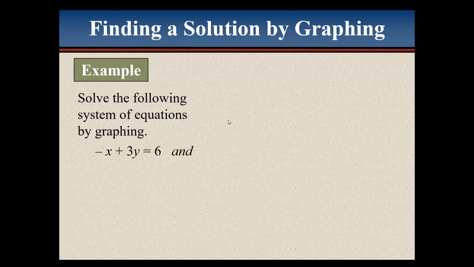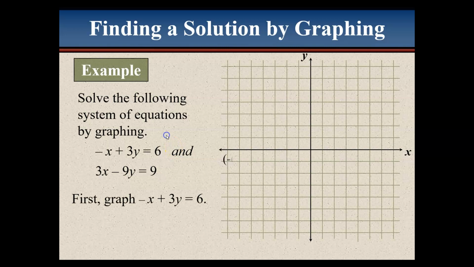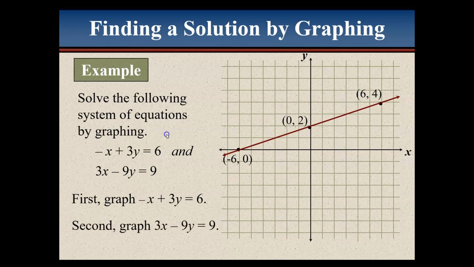So let's look at this in the next example. We're going to graph these two lines given by these two equations on the coordinate plane. The first line, we found the points and graphed our line. Second equation, we found various points and graphed the line. It appears that they do not cross each other. So that means they would be parallel lines and there would be no solution.